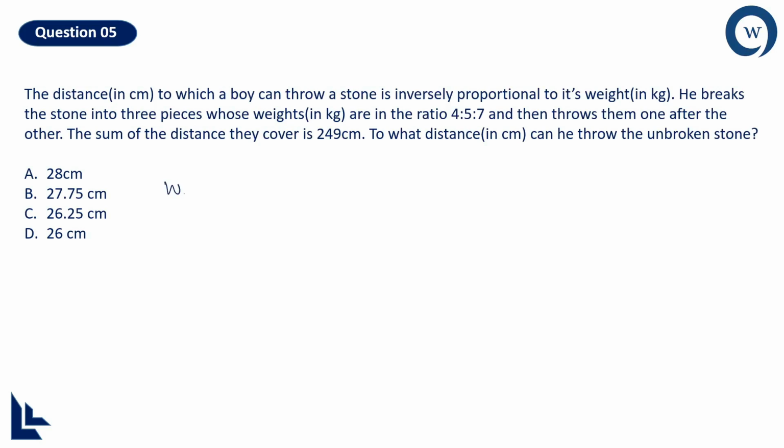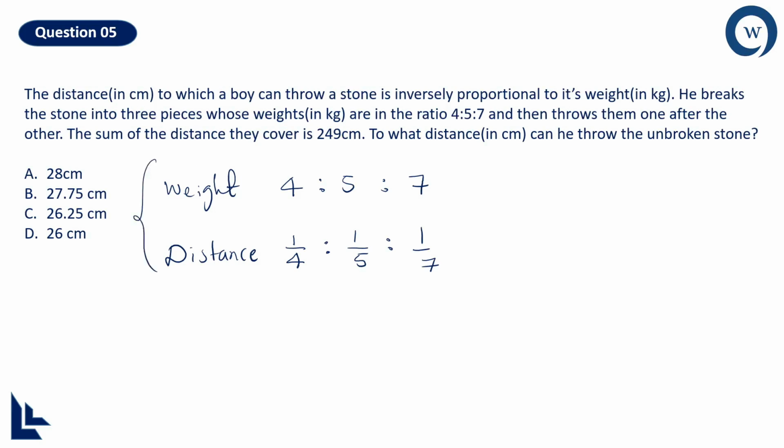See, the ratio of their weight is given as 4:5:7, and it is given that the distance travelled by the stone is inversely proportional to its weight, right? So the distance travelled by them will be in the ratio 1/4:1/5:1/7. These are the immediate 2 things I can write soon after I read the question.